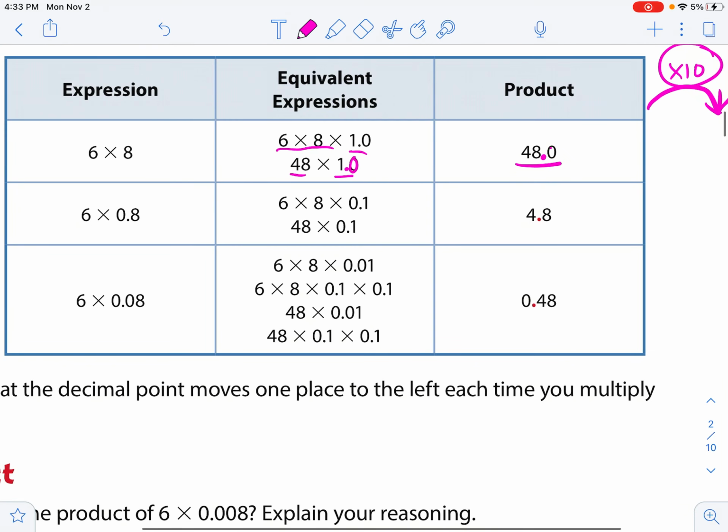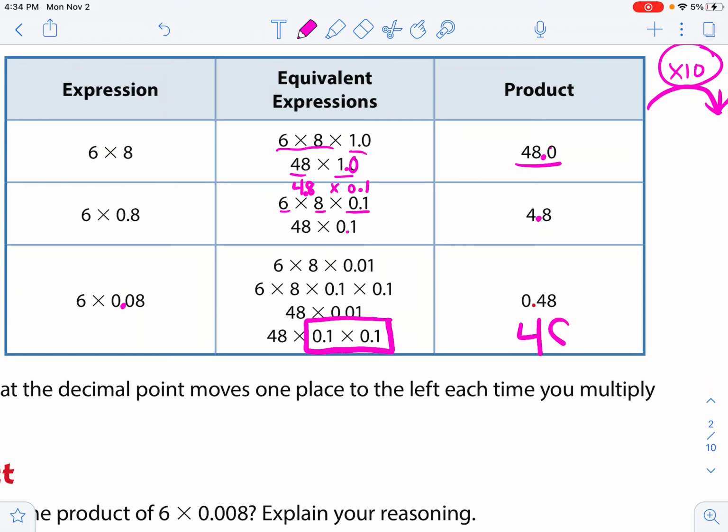Okay, what about this one? 6 times 8 tenths is the same as 6 times 8 times 1/10. So that's 48 times 1/10. Well, remember, when we've got it that way, the decimal point is going to go in between. 48 times 1/10 goes in between, 4.8. Look at what happens here. The decimal point's going to move places, because we have those tenths.